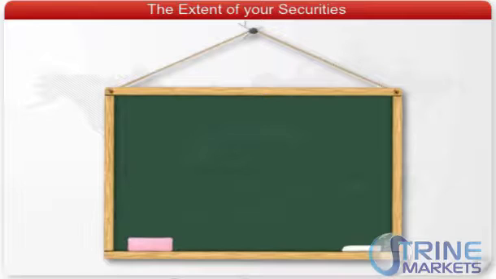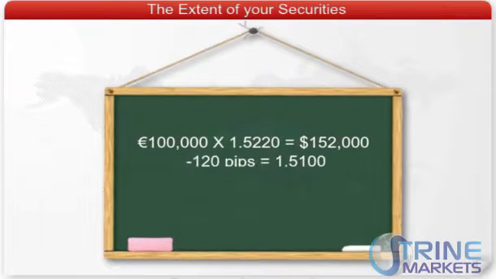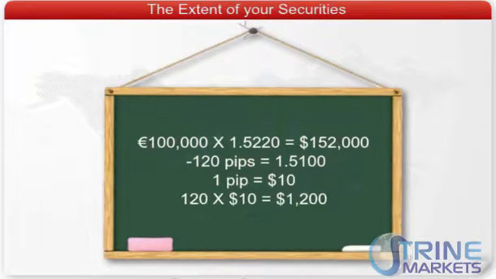Question. I have $1,000 in my account. I bought 100,000 euros at an exchange rate of 1.5220. The rate fell by 120 pips. What will my position be? It's very simple. In a transaction of 100,000 euros, every pip is worth $10. Or rather, 120 pips is equal to $1,200.